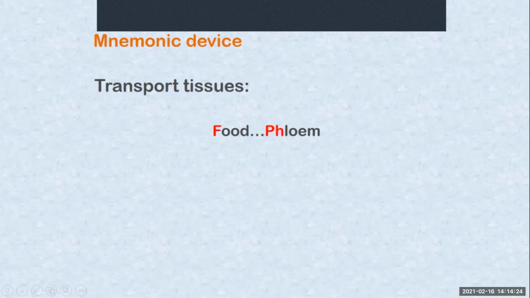Okay, and then just a little memory device that you can use when it comes to xylem and phloem and transport tissues. Phloem, food. Phloem, food. Phloem is what's moving your food, your sugars, through the tree, whereas your xylem moves water. WXYZ xylem. So if that helps you to remember which tissue carries what, that's good. Phloem, food, water, xylem.